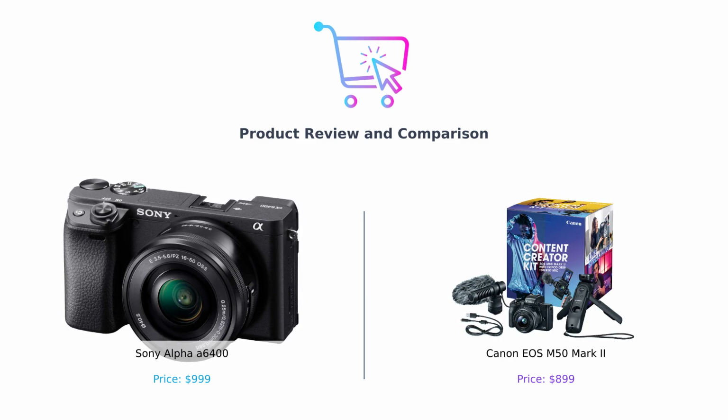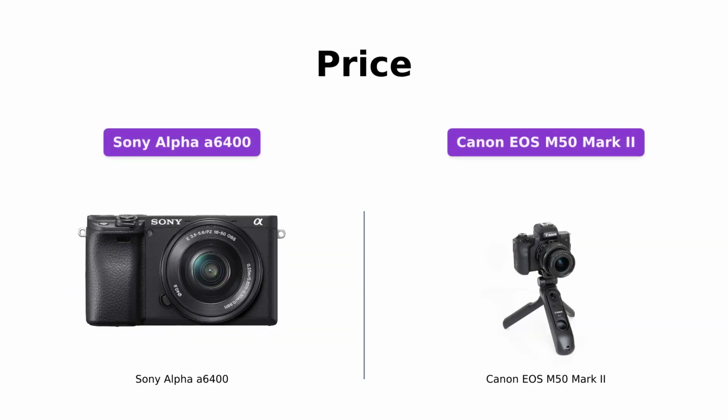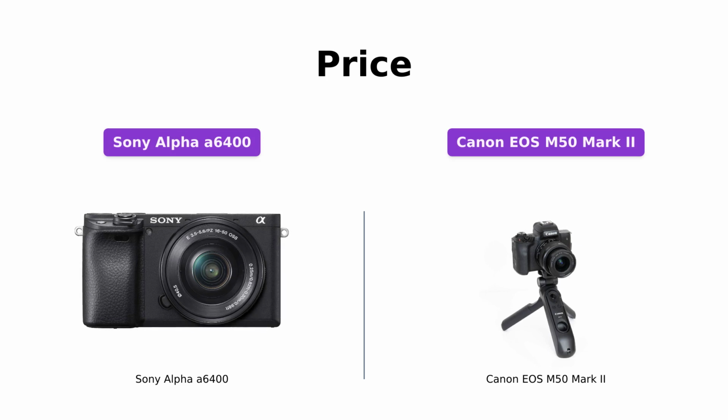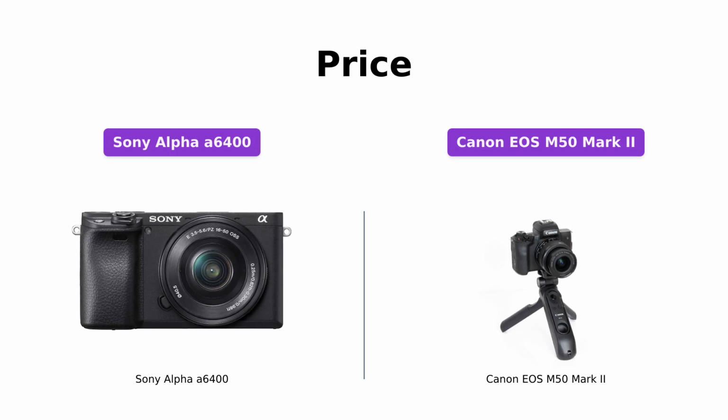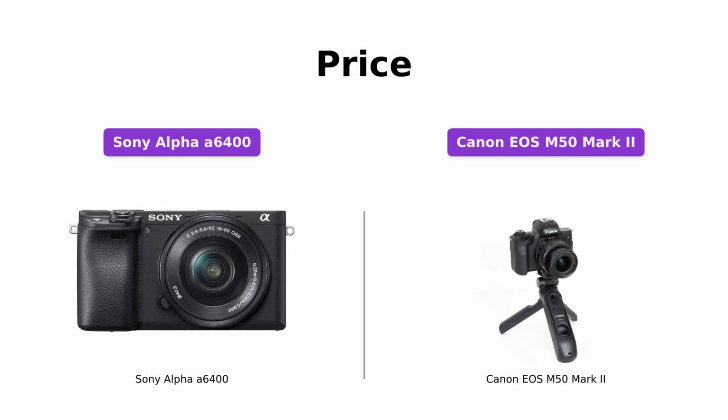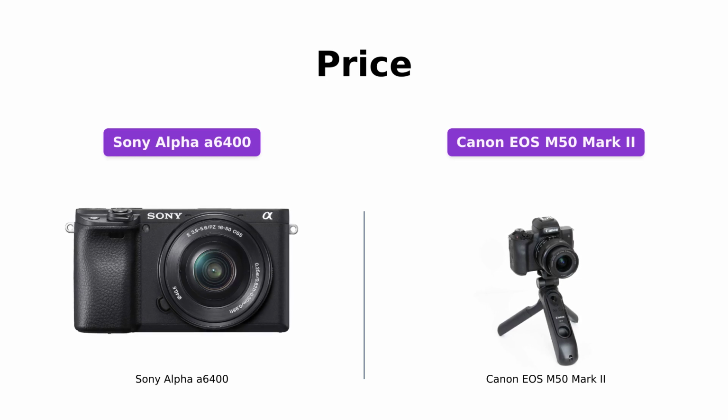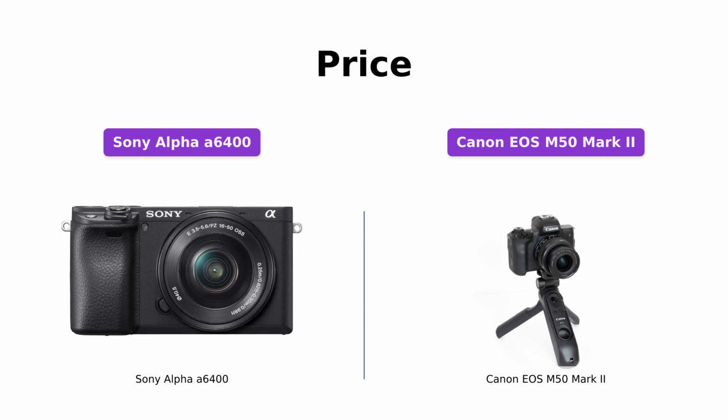Okay, let's dive in. Let's talk about the price. The Sony Alpha a6400 is currently priced at $999, while the Canon EOS M50 Mark II comes in at $899. Both of these cameras offer great features for their price range.